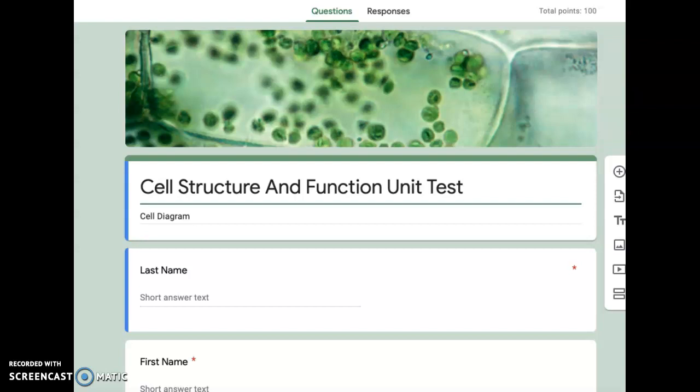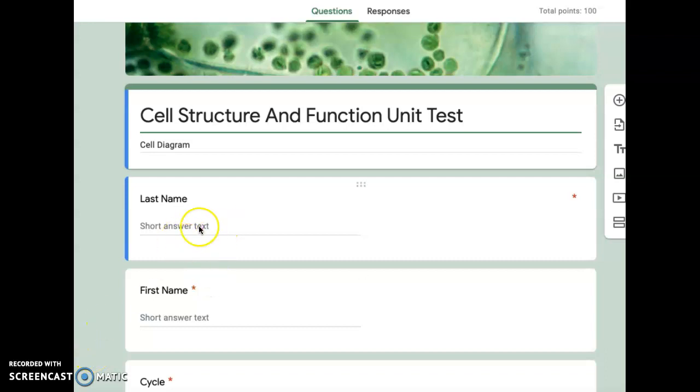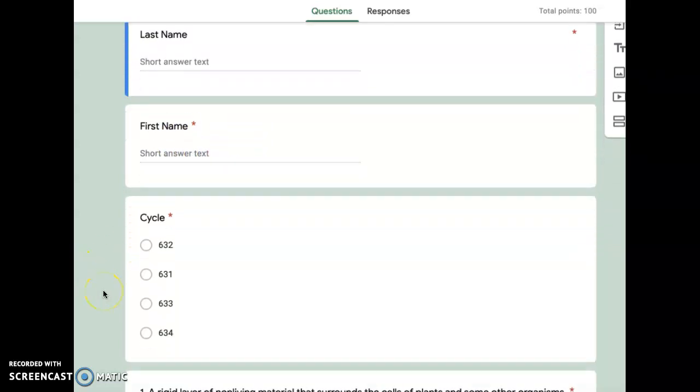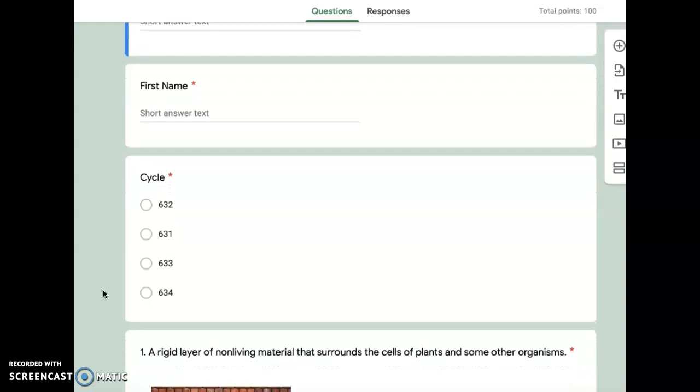Cell Structure and Function Unit Test. First, type your last name in the box here. Next, type your first name in the box here. Now you will select your cycle number.